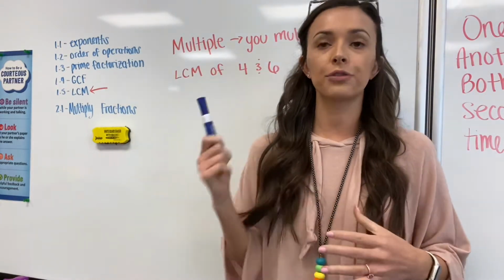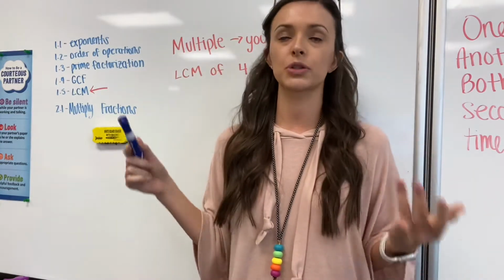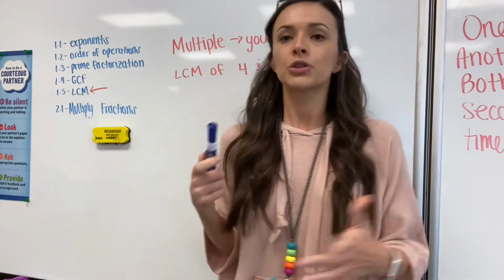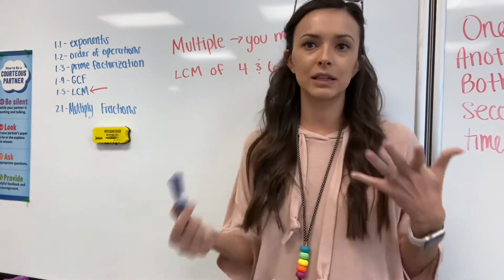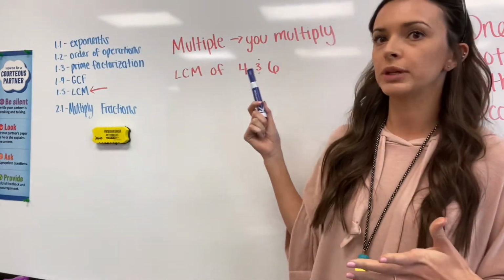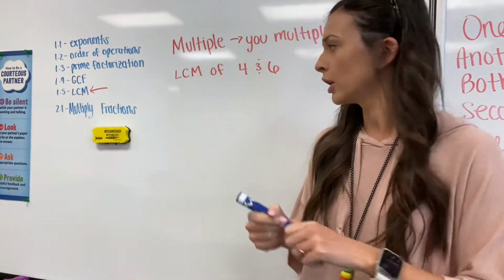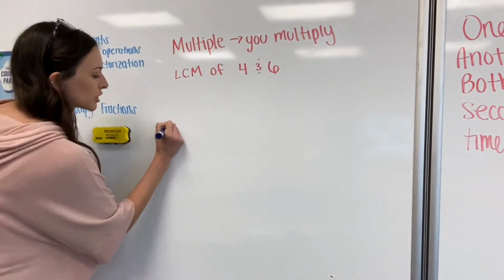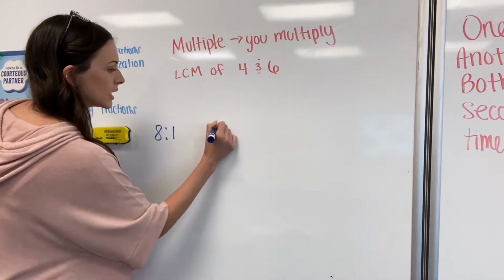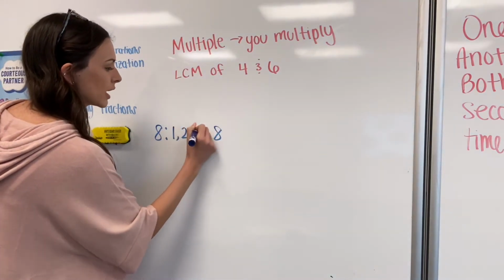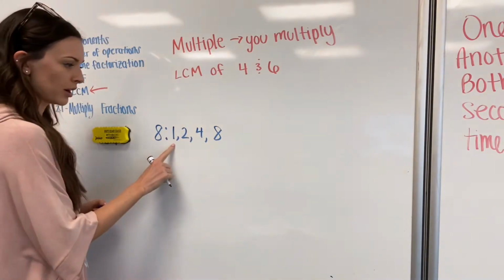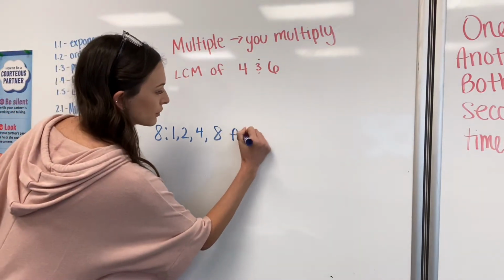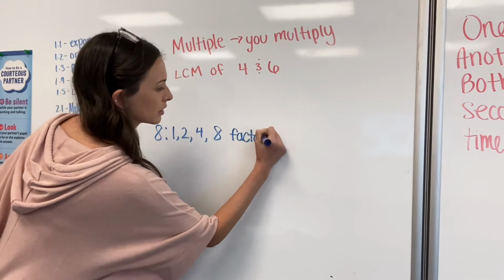So factors, like a factory, factors are the building blocks. They are the numbers that when you multiply them, they equal whatever that given number is. Multiples and factors are kind of easily confused. Multiples are the numbers you get when you multiply that given number. If I have the number 8, for example, the factors of 8 are 1 times 8, 2 times 4. So the factors of 8 are 1, 2, 4, and 8. These are the factors. They are smaller, like a factory. They make up that number.